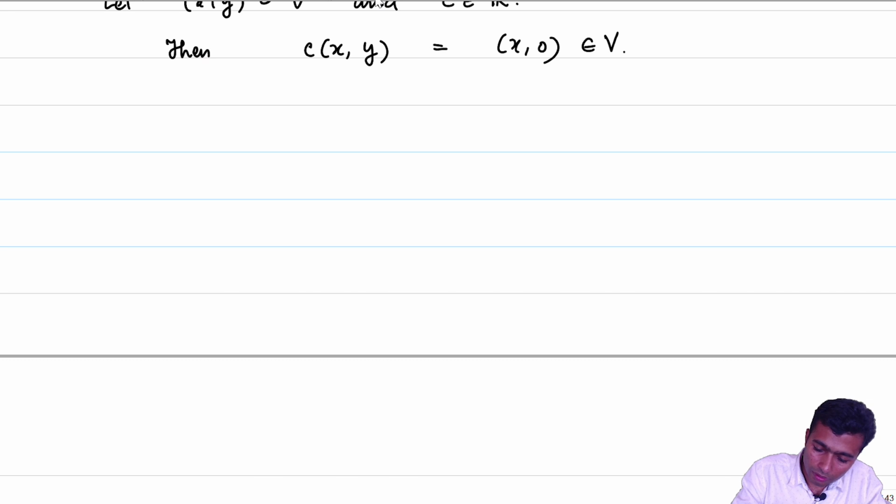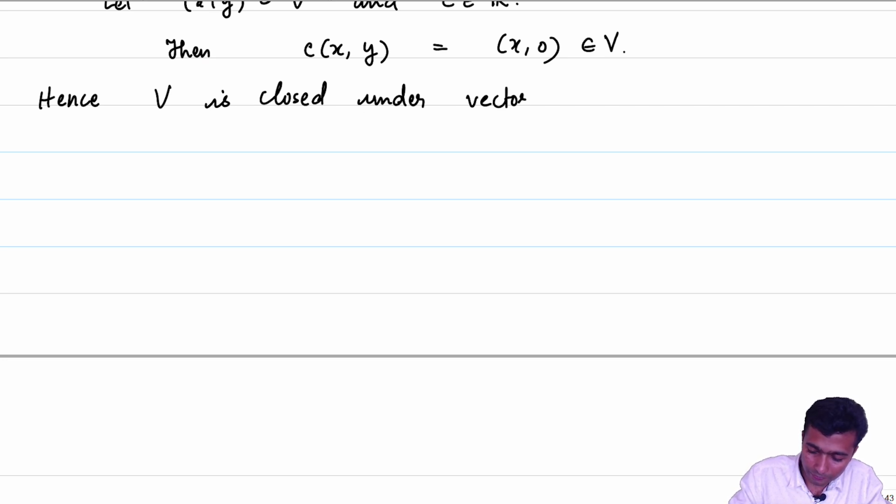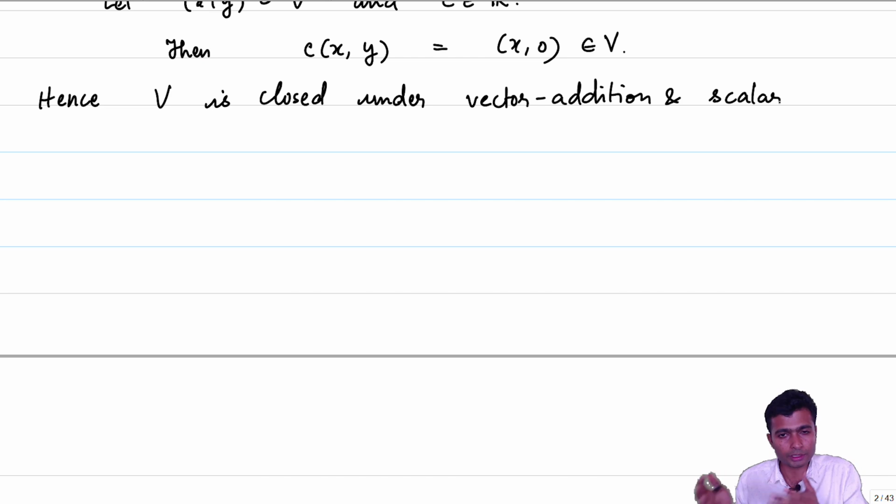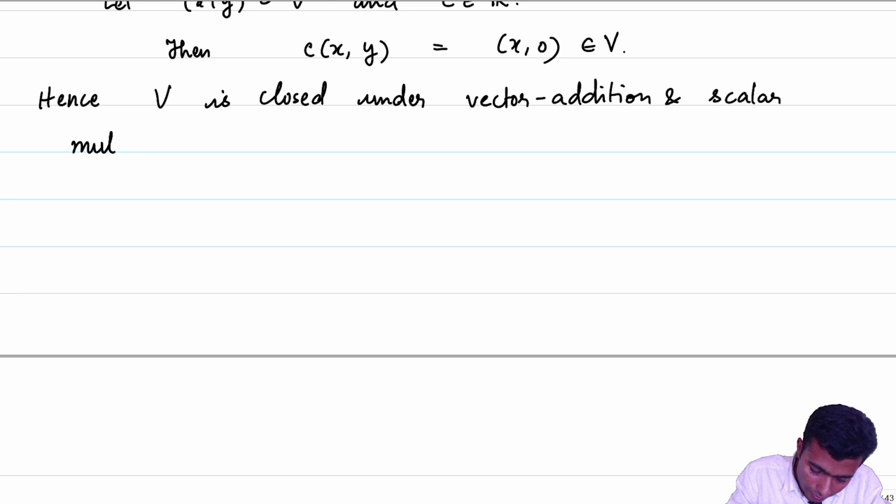So hence V is closed under both vector addition and scalar multiplication. We take two vectors and look at the vector addition of that, that gives you back a vector in V. If you take two elements in V and look at the addition component wise, it is giving back an element in V, and therefore it's closed under vector addition. And similarly, if you take any element x comma y and any scalar, look at the scalar multiplication as defined here, it is giving us back an element in capital V. And therefore, V is closed under vector addition and scalar multiplication.